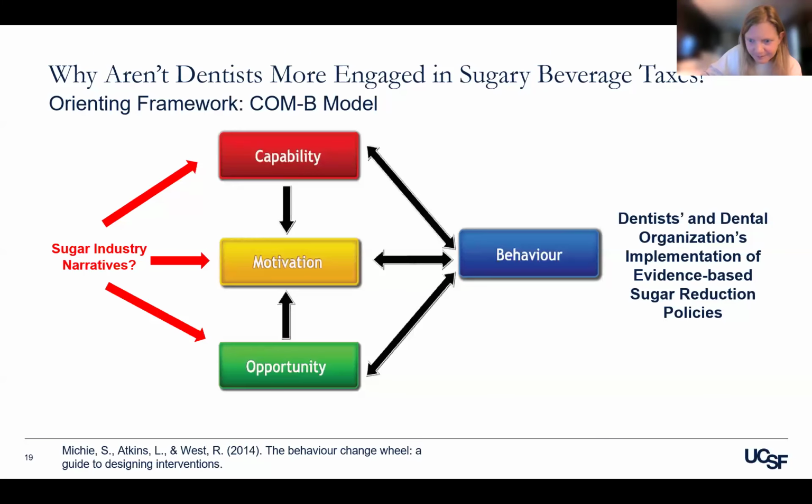And then I think fluoridation kind of dominates and takes up a lot of our resources. Dentists are unaware of the evidence base supporting sugary beverage taxes and other policies, although most actually do think that it's a good thing to do.